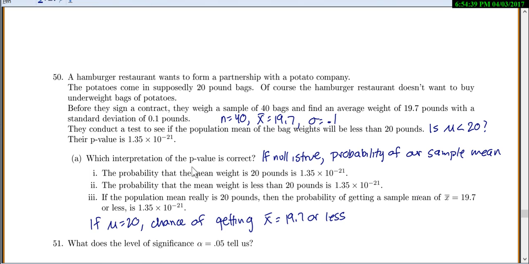That's what the p-value should be telling us. So let's see which one is correct. The probability that the true mean weight is 20 pounds is 1.35 times that. Does that sound the same? No. The probability the mean weight is less than 20 pounds is that. Well, no. If the population mean really is 20 pounds, that sounds right so far, then the chance of getting our sample mean of 19.7 or less is 1.35 times 10 to the negative 21. So that one would be correct.